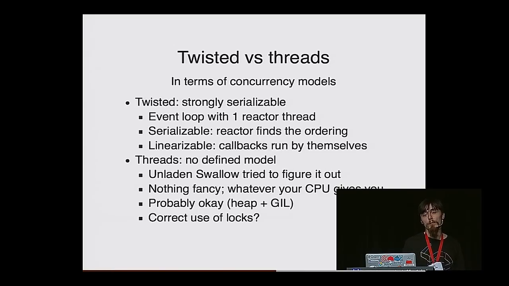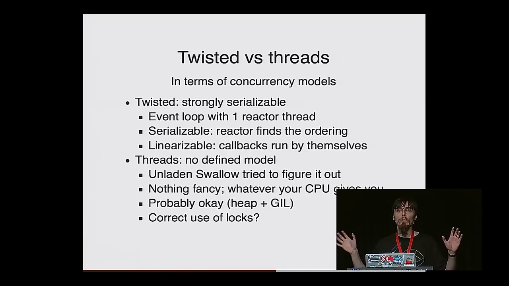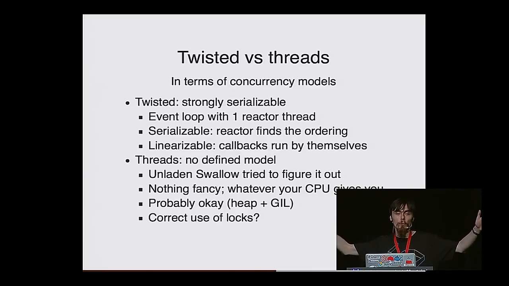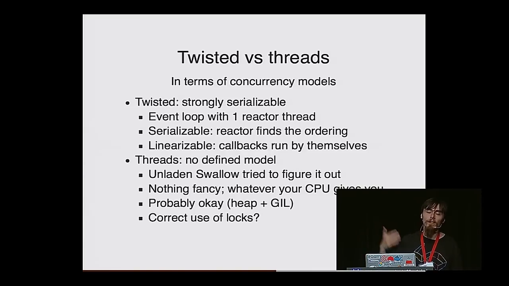I noted it's serializable because serializable means there is some sequence of events in which I could execute all of this stuff sequentially, and I would have gotten the same result. Well, Twisted does execute code sequentially. It just does I/O in parallel, but that's OK. It runs code sequentially, so I know it's serializable because that's what the reactor does. It finds the serialization that works. And then it's also linearizable because the callbacks run by themselves. So from the point of view when I'm in a callback, it looks like I'm the only thing that's going on. And when I'm in a callback, I don't see any other callbacks doing stuff at the same time.